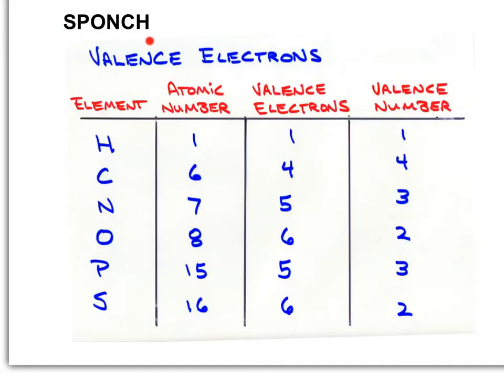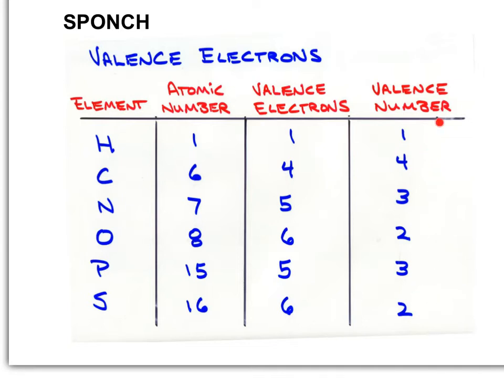For the SPONCH elements, this table provides the atomic number, the number of protons. The table provides the number of electrons in the outer shell, just the outer shell. And the table provides the valence number, which is the number of electrons required to fill the outer energy shell.